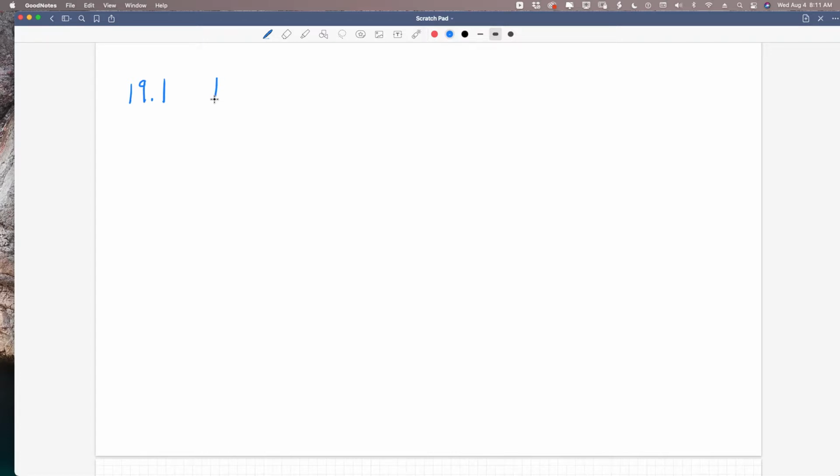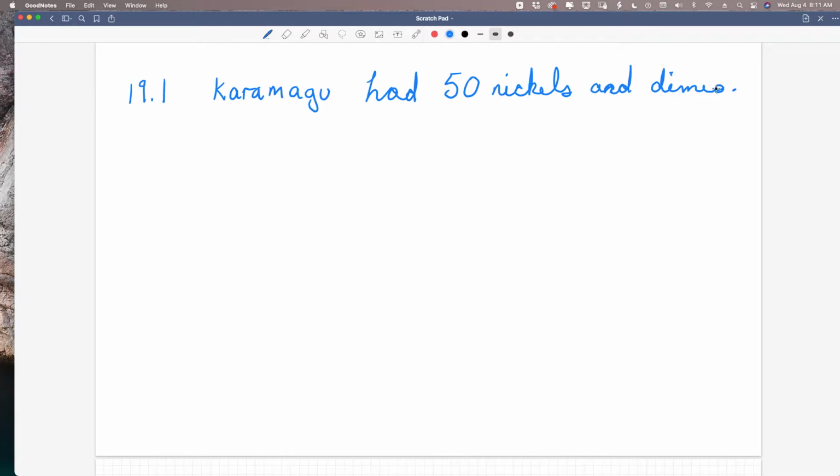And we have a guy here. He has a long name, Karamagu. He had 50 nickels and dimes. So 50 total. We don't know how many nickels. We don't know how many dimes, right? He had 50 nickels and dimes, and their value when you added them all up monetarily was $4. How many of each did he have?